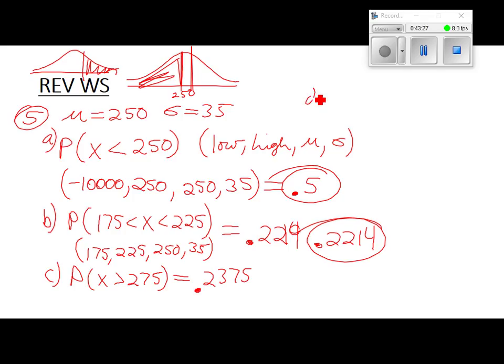Letter D. If 500 utility bills are randomly selected, about how many of them would you expect to be less than 220? So we want to find the probability that it's less than 220. What numbers are we going to punch in for less than 220? Somebody do this for me real quick. Negative 10,000, 220, 250, and 35. Then you're going to take that probability, whatever it is, and you're going to times it by 500. And that's going to tell you how many bills should fall in that range.